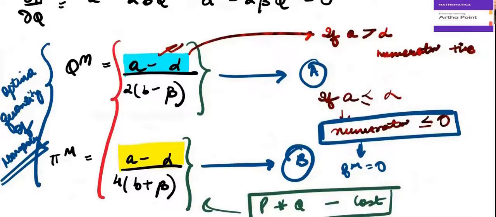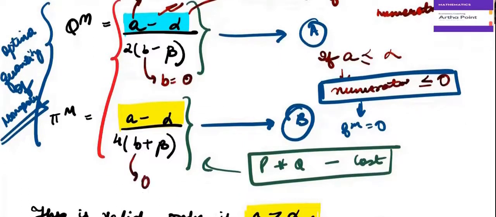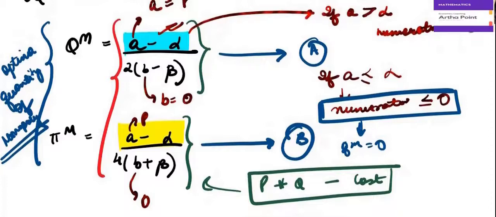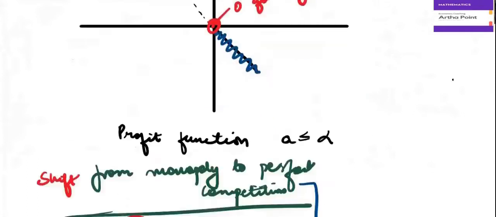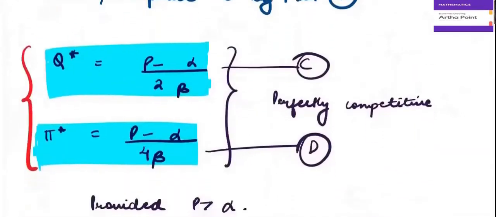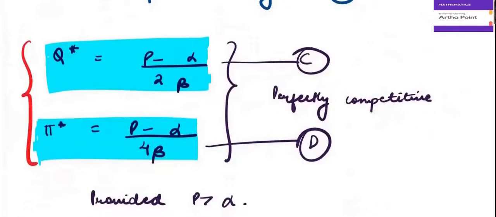Now, all that you have to do from here is put A is equal to price, because the price is equal to A, and put B is equal to 0, because that is what we just found out. Put B equal to 0 and A equal to P, and that would be the case of a perfectly competitive firm. So a perfectly competitive firm has B as 0, and therefore its P is equal to A. That is what we just did. So now if you solve for it, this is the quantity and the price that you will get.